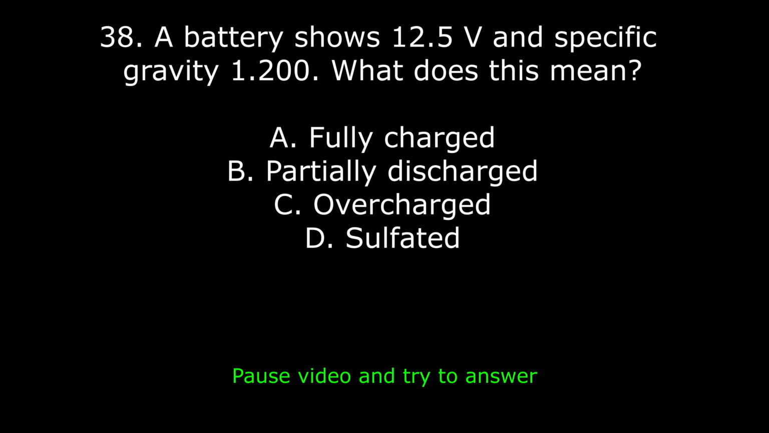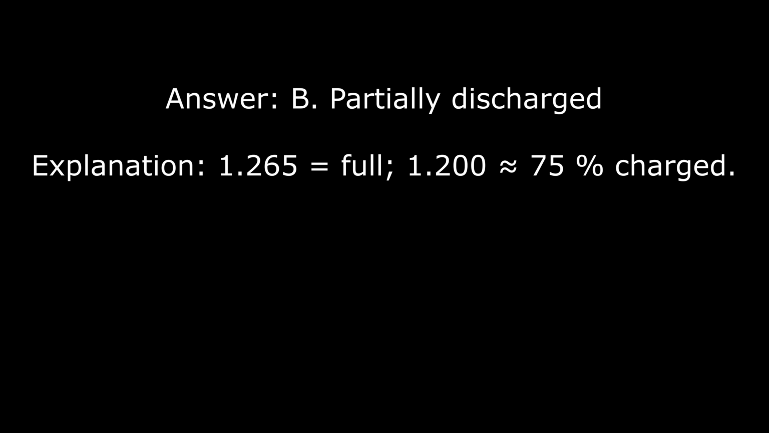38. A battery shows 12.5 volts and specific gravity 1.200. What does this mean? A. Fully charged. B. Partially discharged. C. Overcharged. D. Sulfated. Answer B. Partially discharged. Explanation: 1.265 equals full, 1.200 equals approximately 75% charged.